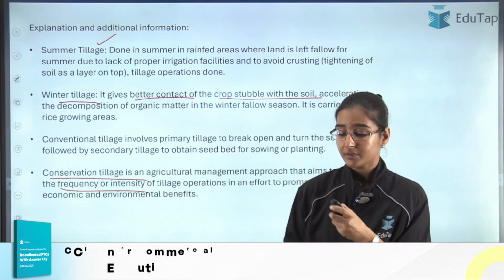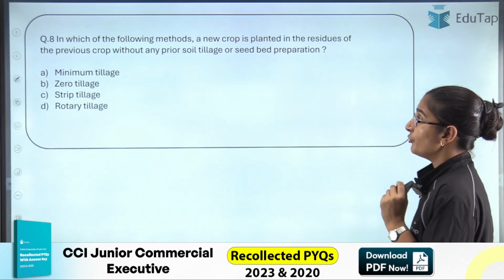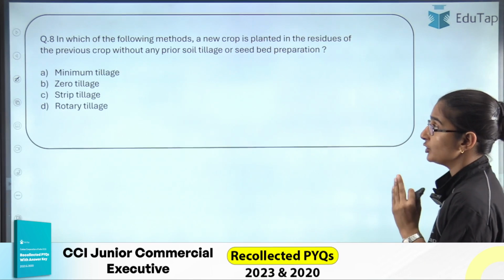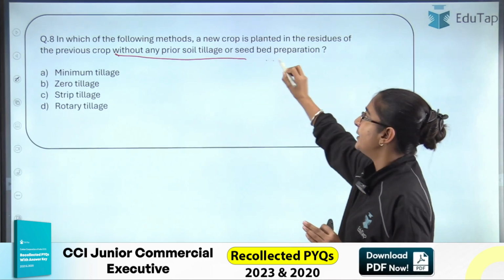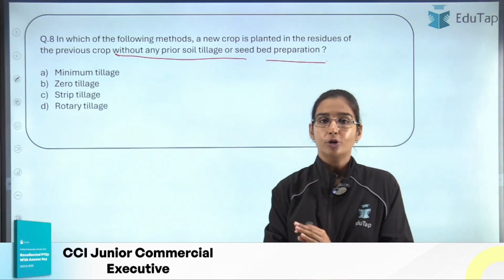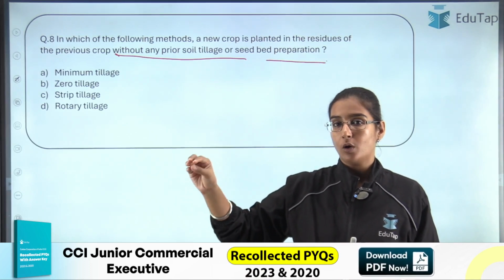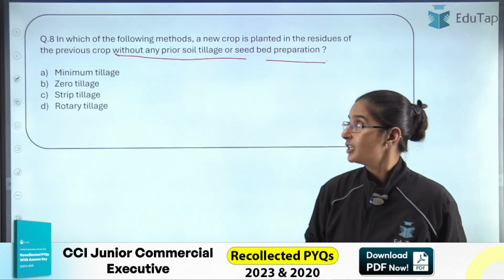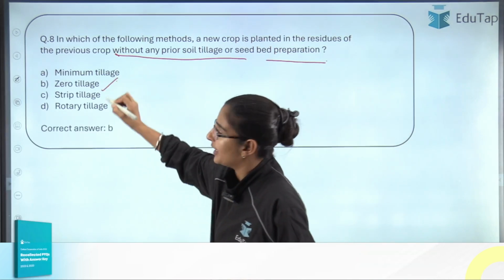All right. Let's move ahead to the next question. The next question says, in which of the following methods a new crop is planted in the residues of the previous crop without any previous soil tillage or seed bed preparation, right? So we are not doing any kind of tillage. Simply we harvested our first crop, and on the same land we have sown our second crop. What kind of tillage is it? So the correct answer here is zero tillage, right?